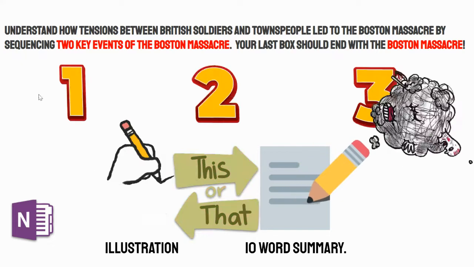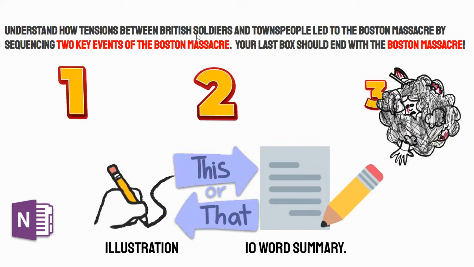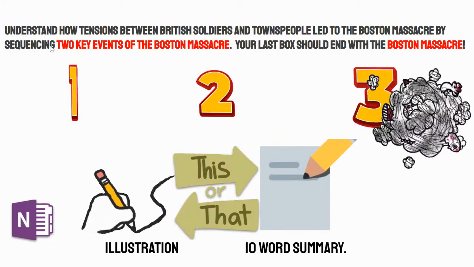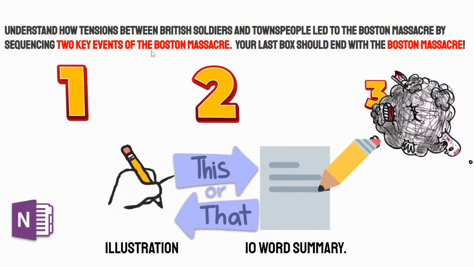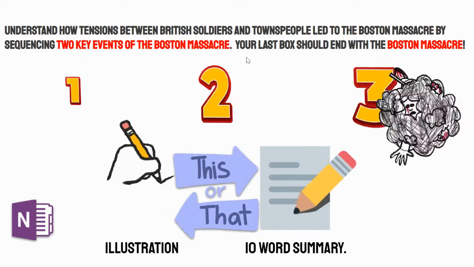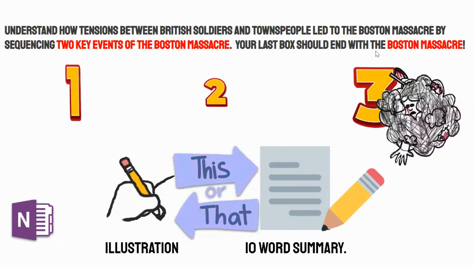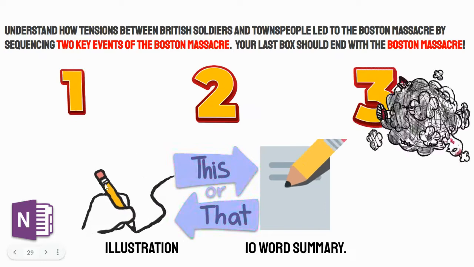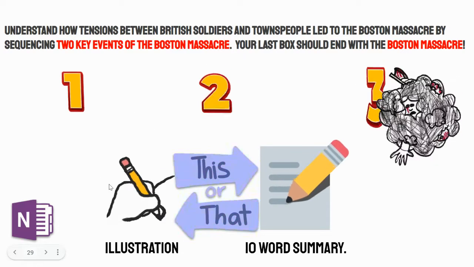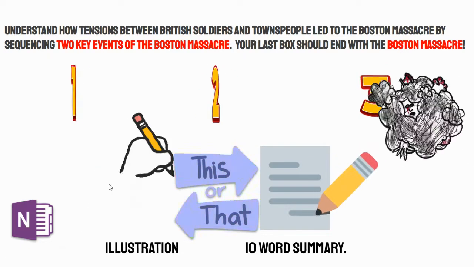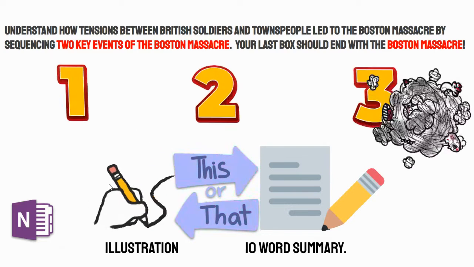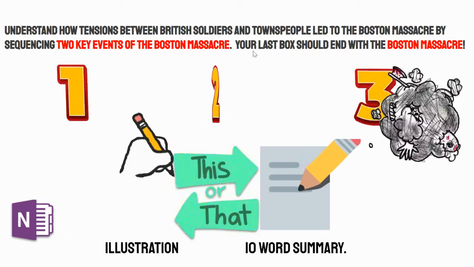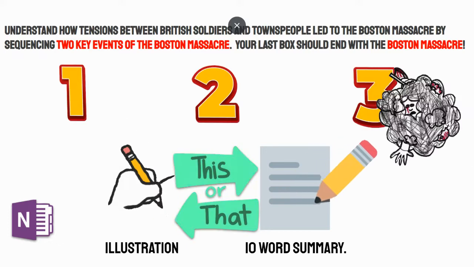The frame of reference up here says understand how tensions between British soldiers and townspeople led to the Boston Massacre by sequencing two key events of the Boston Massacre. Your last box should end with the Boston Massacre. Now, you have two choices here. You can either illustrate this on your own, okay? You can draw out the sequence of events, or you can do 10-word summaries with little small icons. Let me show you what I mean.